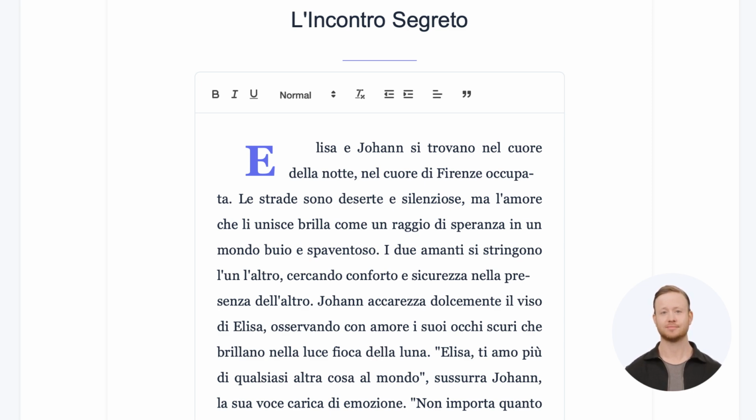Lesson summary. Today we learned what a cliffhanger is and why it is a powerful narrative tool, the different types of cliffhangers and when to use them, how to build an effective cliffhanger without frustrating the reader, and common mistakes to avoid to keep the suspense high.